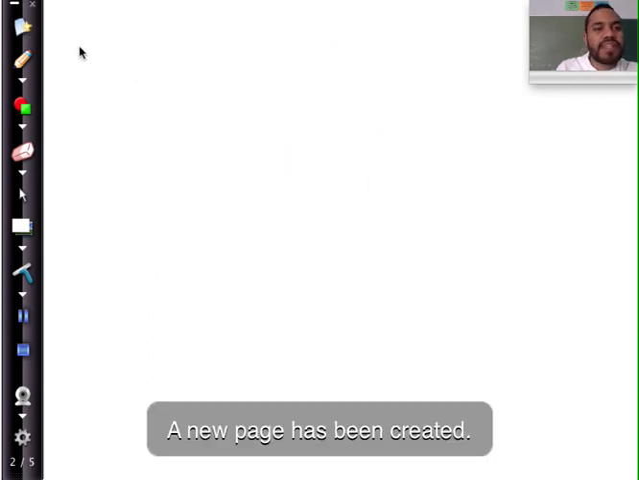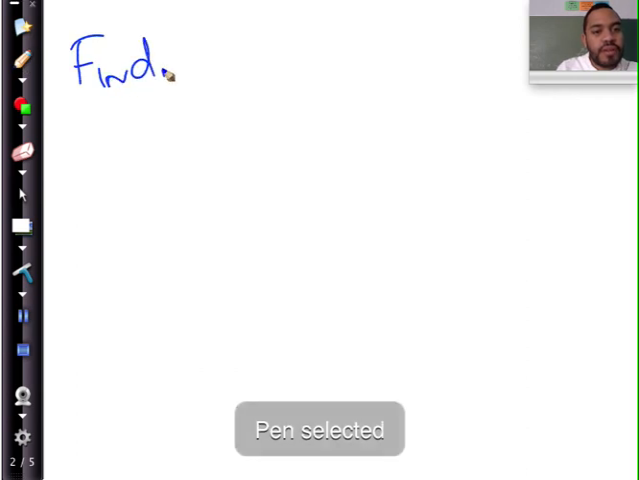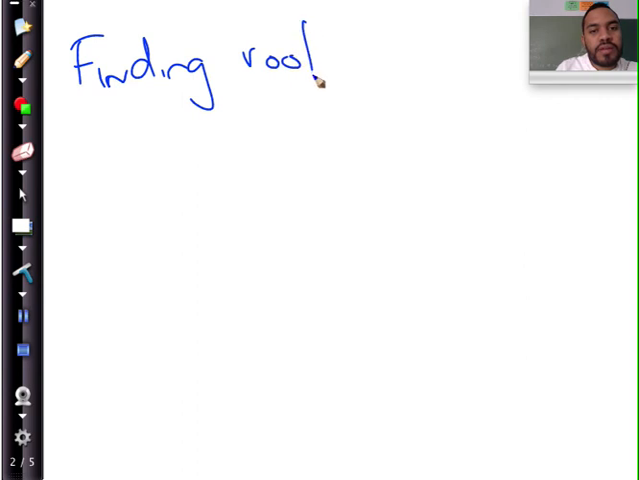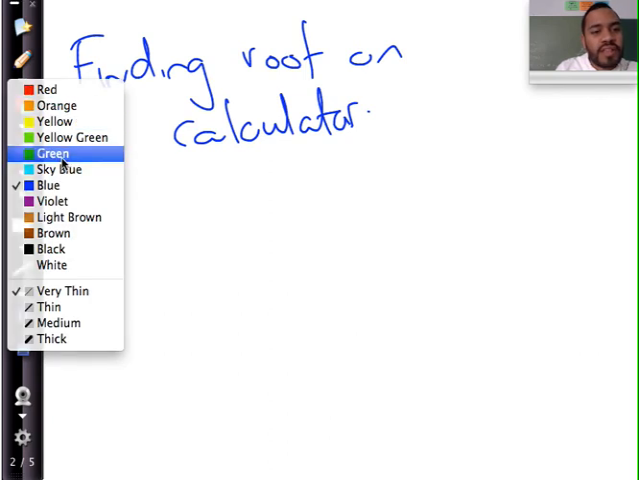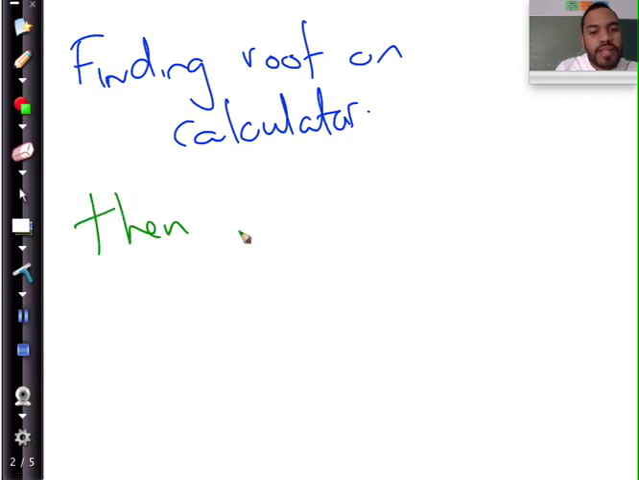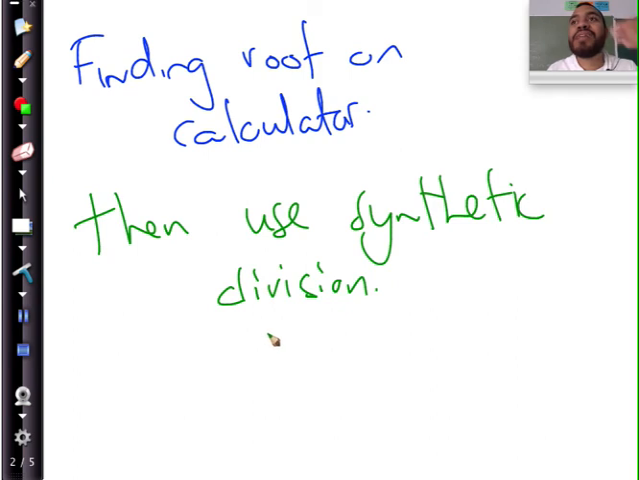Step number one is I'm going to show you finding a root on the calculator. And once you have a root, then we use the factor. Then we will get the factor and then we can use synthetic division. And remember, synthetic division is simply a shortcut for the factor theorem and the remainder theorem. It's actually a shortcut for the remainder theorem.